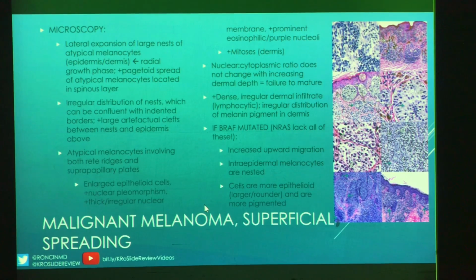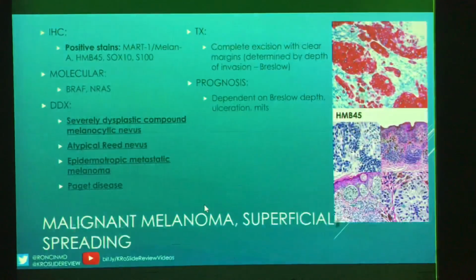If there is an NRAS mutation, you will not see those features. So that's a nice, quick way to figure out what your molecular profile is going to look like in these. Again, our stains are all the same, the molecular is the same, but you do have the added benefit of those histologic features that you can use to figure out, is this BRAF or NRAS.